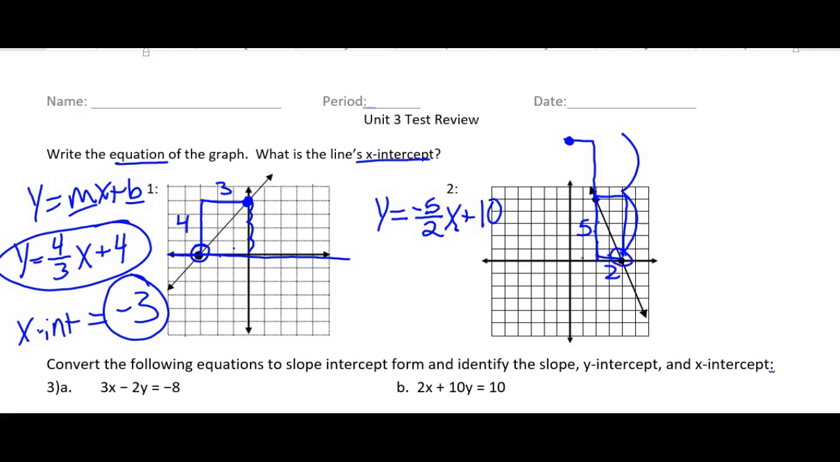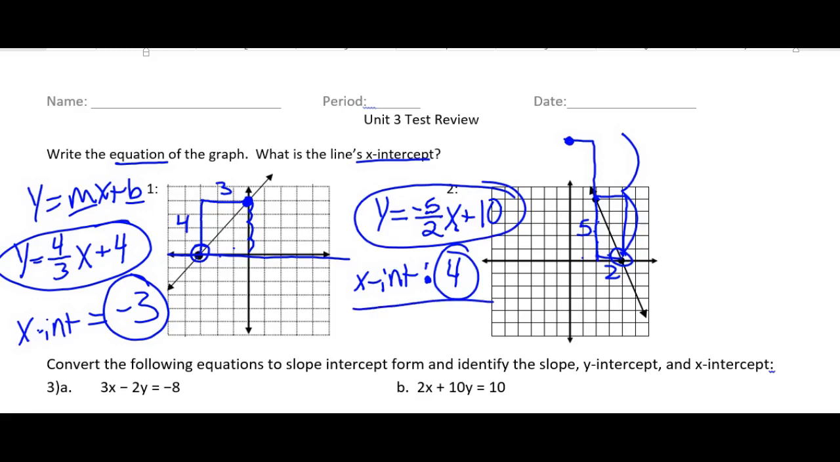X-intercept, 1, 2, 3, is over 4. +4. So there's our equation, there's our x-intercept. Another way of finding the x-intercept, which I guess will come into play more on the next few problems, if you plug in a 0 for the y value, that's where you find the x-intercept. So 4, 0 is the x-intercept for this. Our y value has to be 0. So you could have gone to this equation up here, plugged in a 0 for the y, solve for x, and you'll end up with 4.